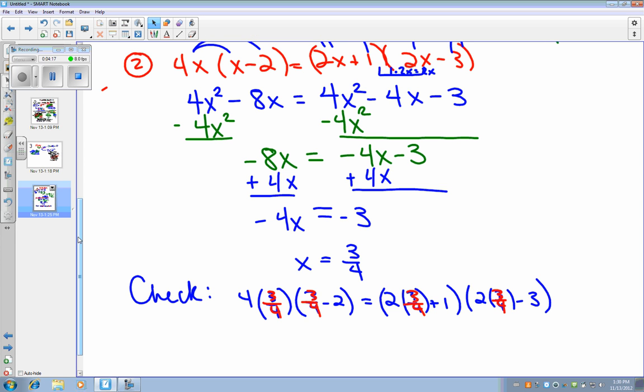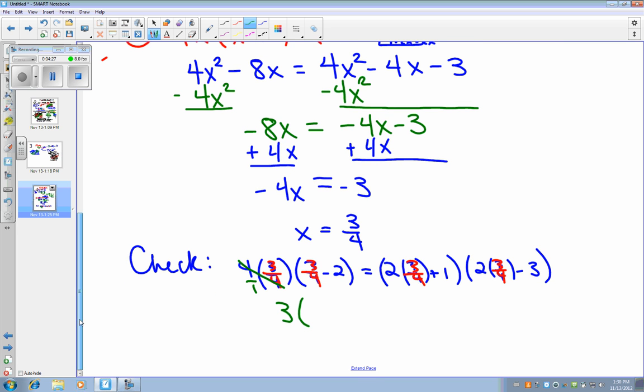4 times 3/4, everybody should be able to do that in their head at this point. The 4's are going to cancel and I just end up with 3. 3/4 minus 2, if you think about if you have 3/4 of a cup of sugar and I need 2 cups, I'm going to be short 1 1/4. Now I probably don't want to write that as negative 1 1/4, so I'm going to rewrite it as negative 5/4.